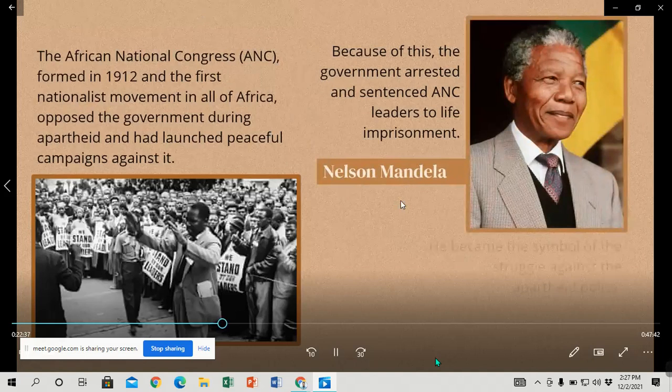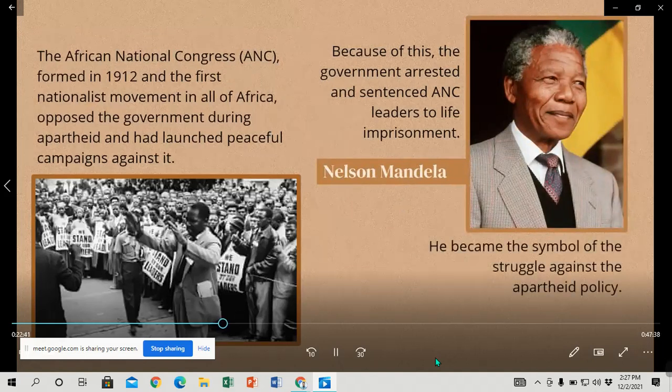Nelson Mandela became the symbol of the struggle against the apartheid policy. So with Nelson Mandela being the leader of the African National Congress, he was sentenced to life imprisonment. So he's one of the symbols of the struggle against this policy in South Africa during the apartheid system. He was imprisoned for about 3 decades, but that did not stop the fight.